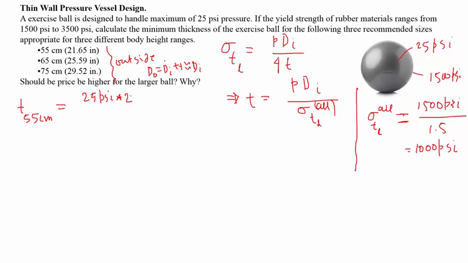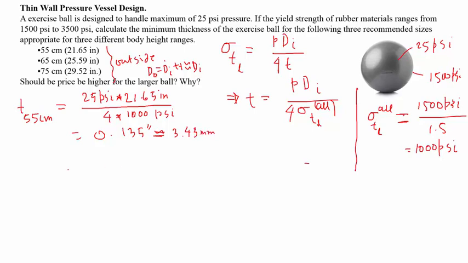So then we have 21.65 inches, if I convert 55 centimeter, and then 4, here I'm dropping the 4, so 4 times the allowable stress, which is 1000 psi. I have calculated that number. Let me get that, 0.135 inches. So this was calculated as 0.135 inches, which is equal to about 3.5 millimeter, if you want to visualize how small this thing is.